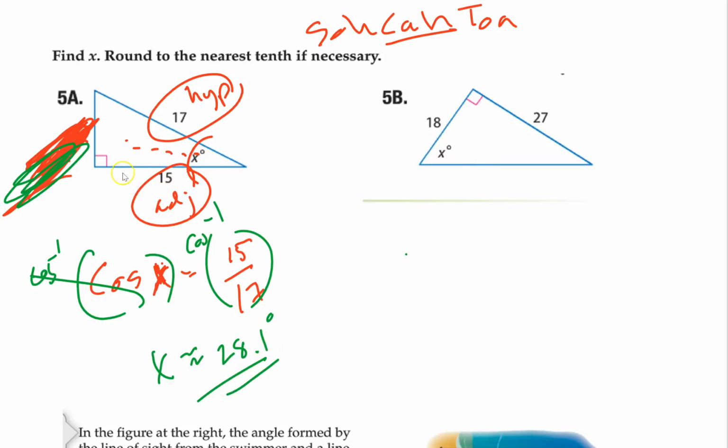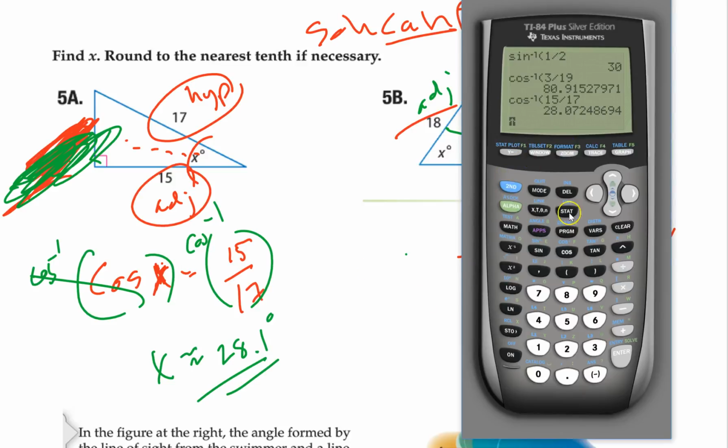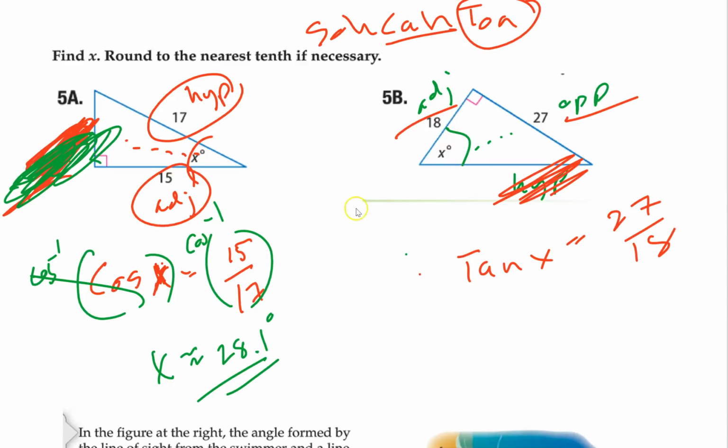Right, and then real quick to do this. Right, opposite, hypotenuse, and adjacent. And look at that one. I have opposite and I have adjacent. I don't need hypotenuse. So opposite over adjacent is TOA. So tan of x equals opposite over adjacent. Do tan inverse of both sides. 27 over 18, I believe it was that. And I got 56.3. Hey, it was.